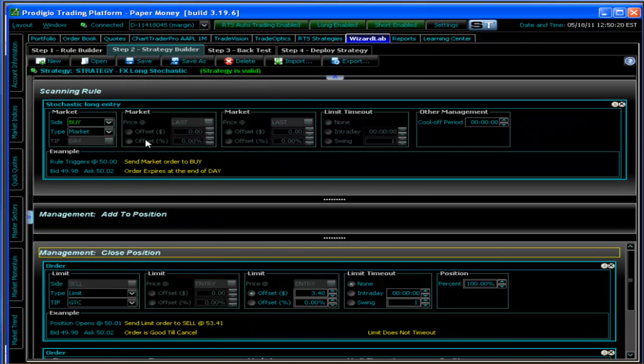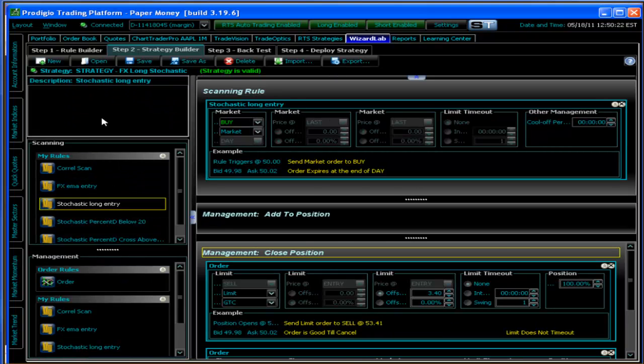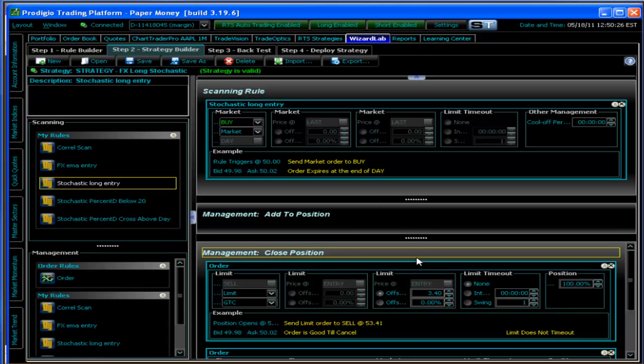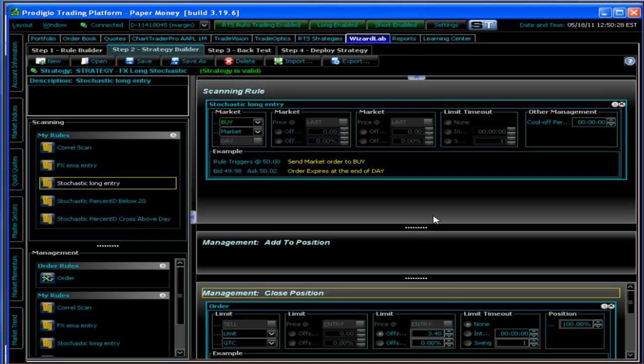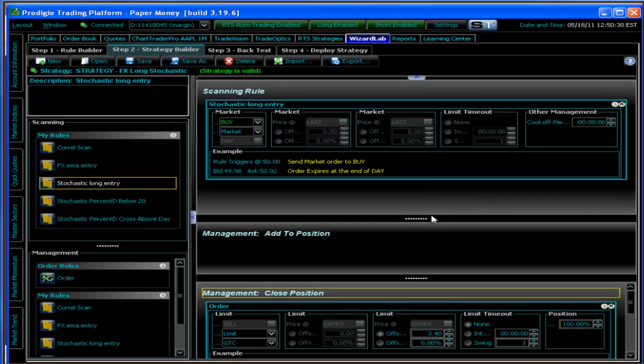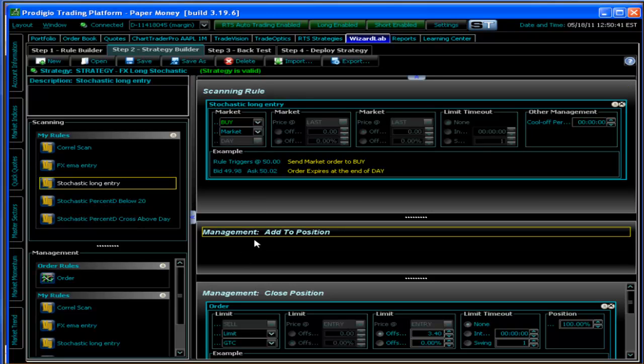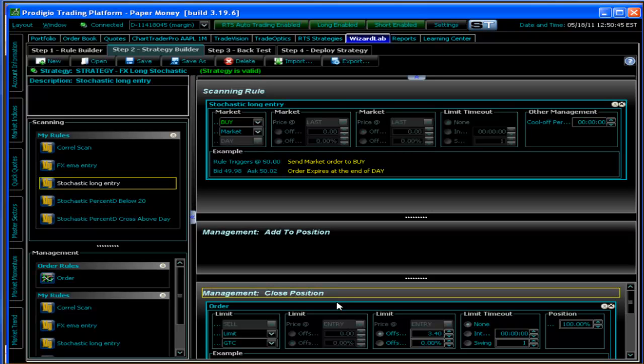The strategy builder has a lot in it. First of all is this panel on the side. This panel on your side contains both your scanning and your management rules. Now, the first source of confusion sometimes, and we are going to change this to make it a little simpler to understand: a strategy is built in terms of 3 parts. A scanning rule, rules that add to the position, and rules that close or liquidate the position.